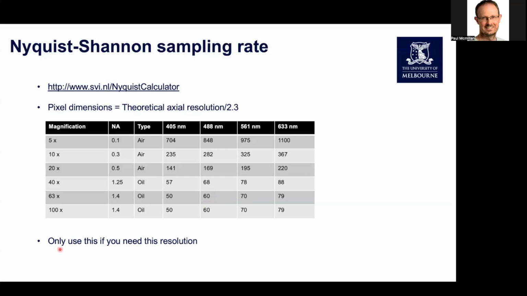The other key thing to think about is that you should only use this if you actually need that level of resolution. So if you're trying to count the number of nuclei in an image, you don't need a 60 nanometer pixel size when your nuclei are way, way bigger than that. So in this case, this is just to get the best possible resolution you can off the microscope without it taking forever to acquire the data.